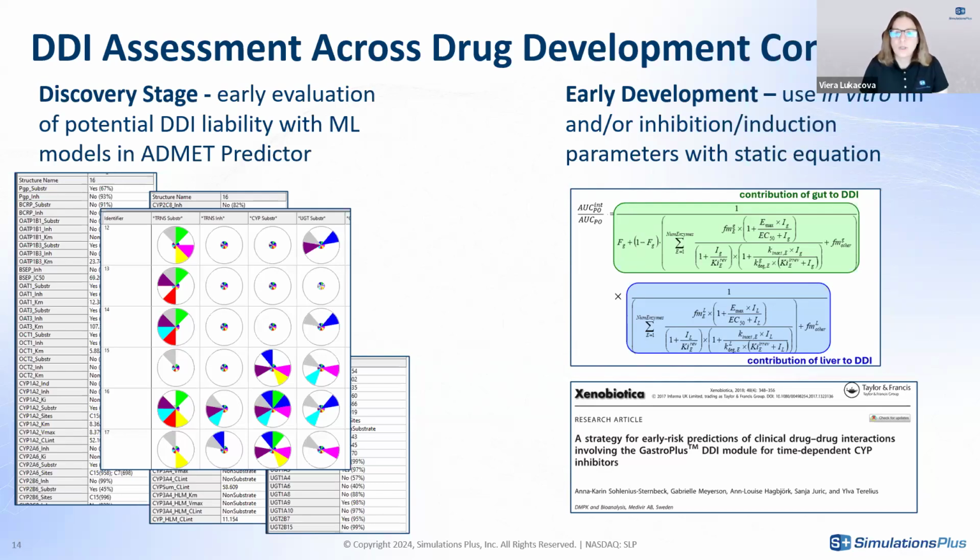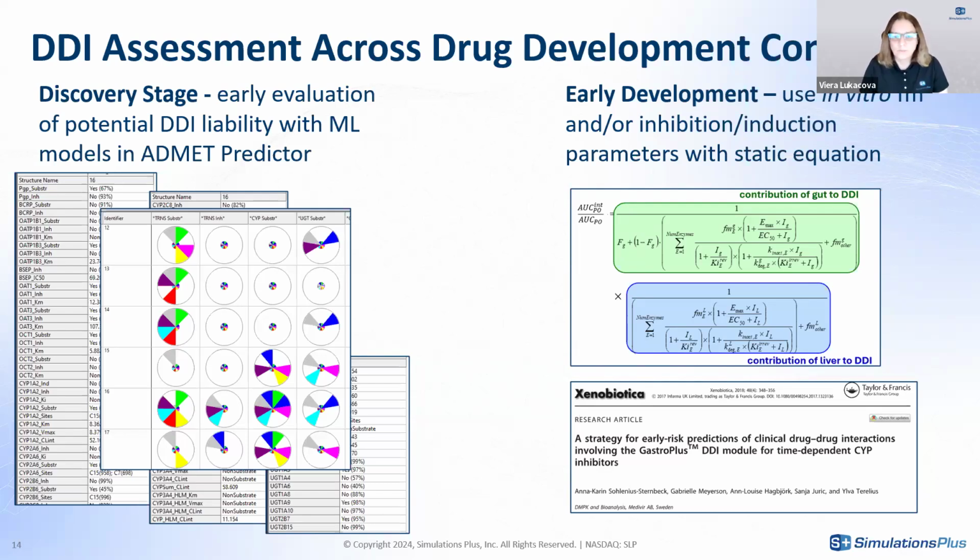And of course, as you are going in the initial evaluation, start doing the studies for the compounds that you selected, start doing the in vitro measurements. You may have data, you may not have enough to build a full PBPK model, but you may already have some initial information on the in vitro FM values or quick in vitro screening data for the inhibition induction parameters. And this is where you can start utilizing those static equations to start predicting the potential DDI.